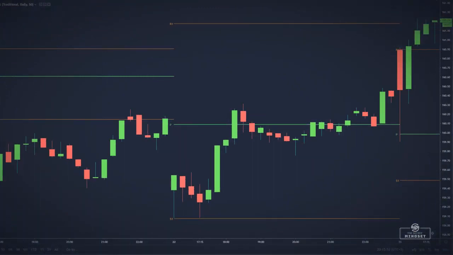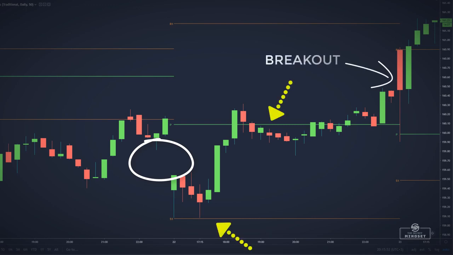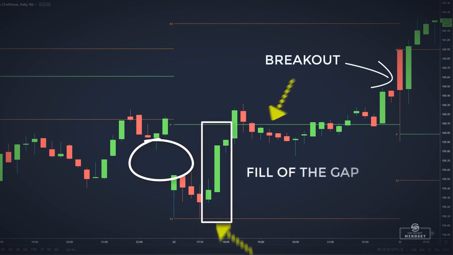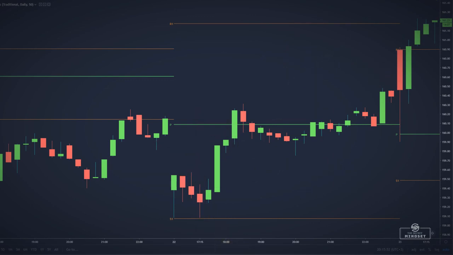So, one of my favorite trading setups occurs when I see a market gap at the open of the session. When this happens, I use the pivot points to either trade a potential breakout move or fade the market for a fill of the gap. Here is the logic behind the strategy.